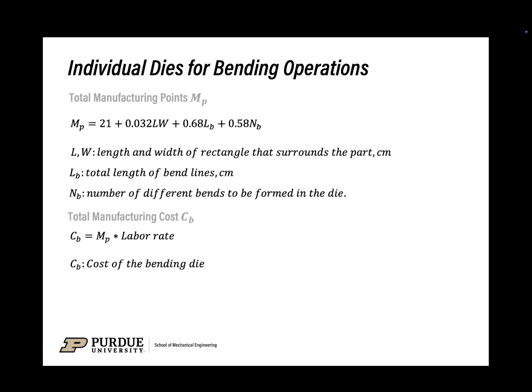And after getting all the manufacturing points, how are we going to calculate the cost? It's MP times the labor rate, which gives us CB. And the labor rate may adjust in real time, and maybe it will not be $40 an hour right now. And then after doing all these, we can calculate the cost of the bending die.